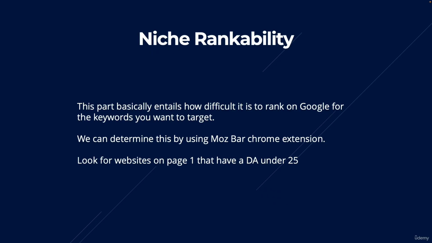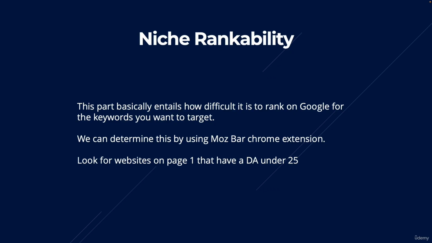Now, the reason why we want to look at domain authority under 25 is because domain authority pretty much tells us how powerful that website is, right? How authoritative that domain is. If we can see websites on page 1 that are less than DA25, then that is a very, very strong indication that we can also rank for this keyword, as domain authority 25 really isn't that high.